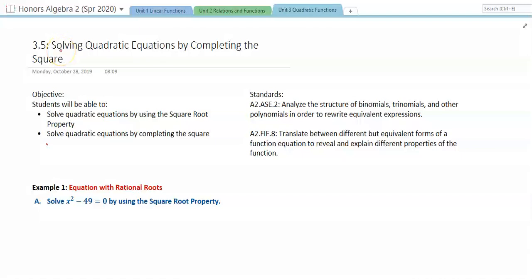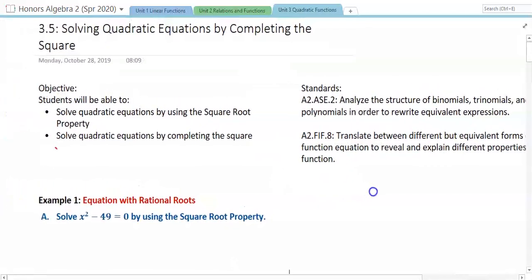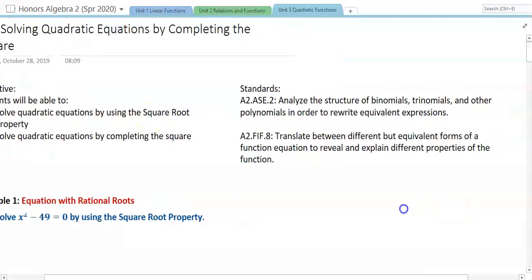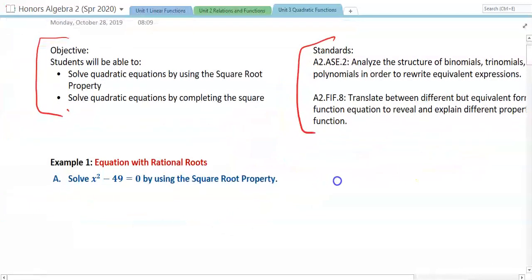Today we're going to look at 3.5, solving quadratic equations by completing the square. A lot of what we're going to talk about today we've done in Algebra 1, but our objectives are that we're going to be able to solve quadratics by using the square root property and solve them by completing the square. And our standards are looking at being able to analyze the structure of binomials, trinomials, and other polynomials to rewrite equivalent expressions and be able to translate between equivalent forms of a function and explain the different properties.